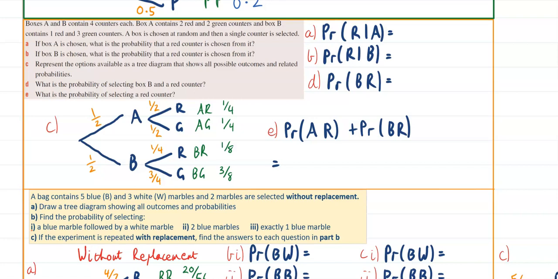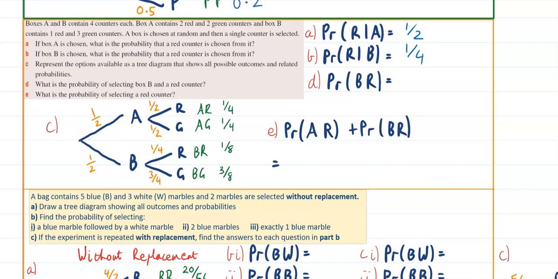If box A is chosen, what is the probability that a red counter is chosen from it? This is actually a given that question, so we're really doing the probability of red being chosen given that A has already been selected, and that's simply 1/2. We're ignoring any other values there. We just do 1/2, which is really just looking at this arm along the tree diagram. If box B is chosen, what's the probability that a red counter is chosen from it? Same thing, we've already chosen box B, and we're just going to get 1/4 for this. We're just looking at this arm here specifically.